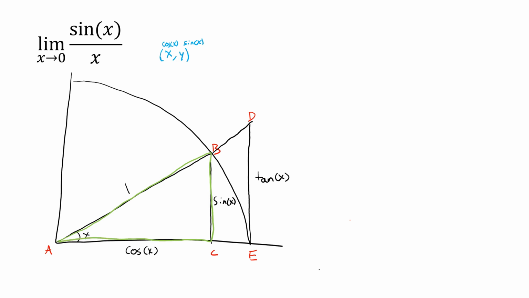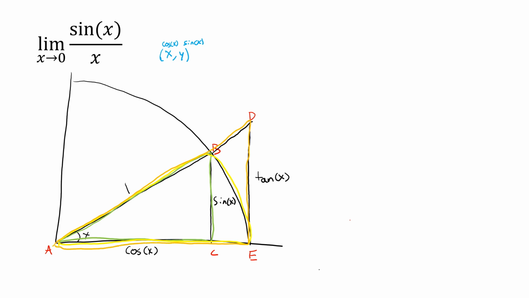This is sector ABE. And then this right here is triangle ADE. So what do you notice about the size difference, or the areas perhaps?